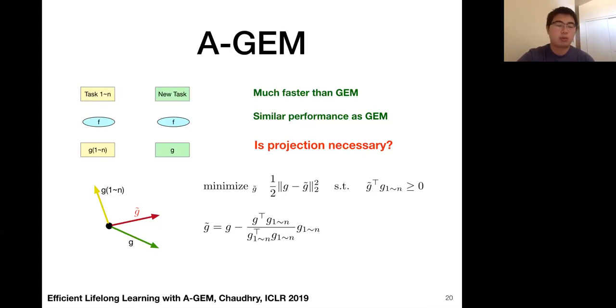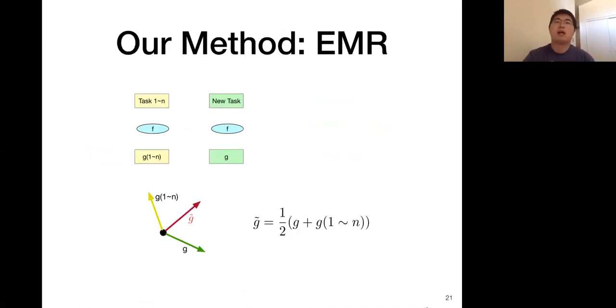So in other words, the updated gradient will most benefit the current task. And we think such a constraint on previous tasks maybe is not strict enough since it only requires the angle to be within 90 degrees, and maybe through this way its performance will also drop. So here we propose another simple approach to this problem. Instead of projecting the gradient, we use the average of the gradient on the new task and the gradient on previous tasks to update our model.